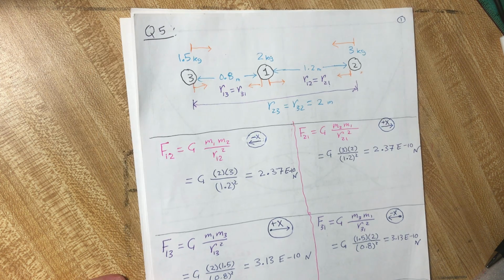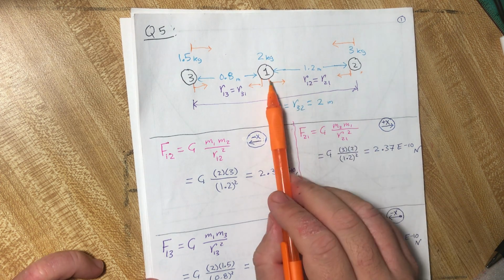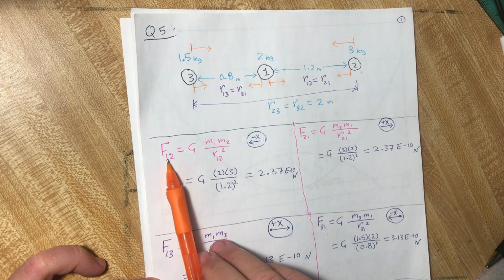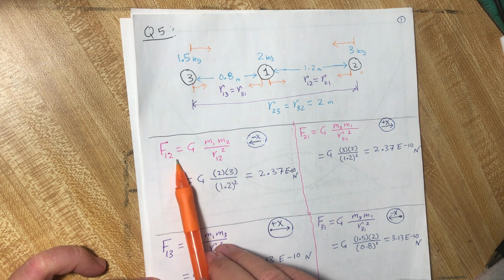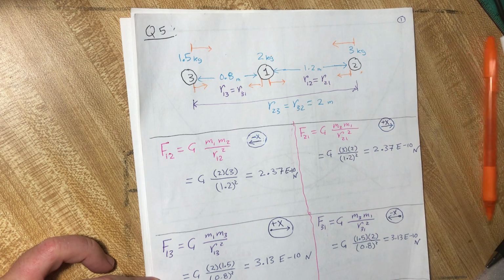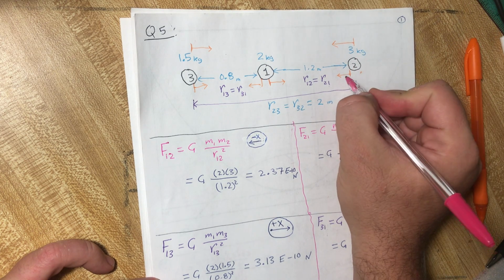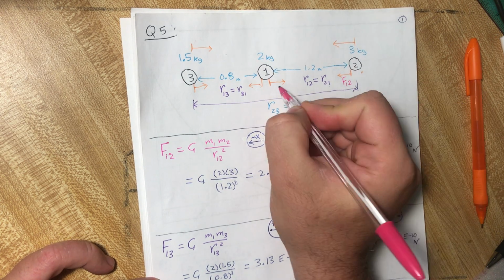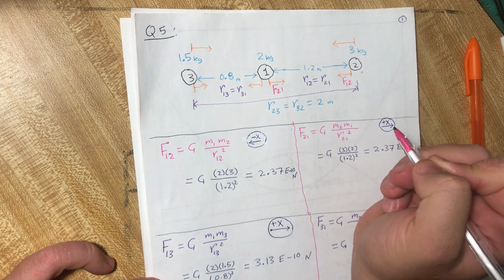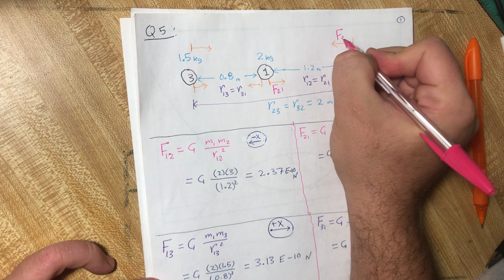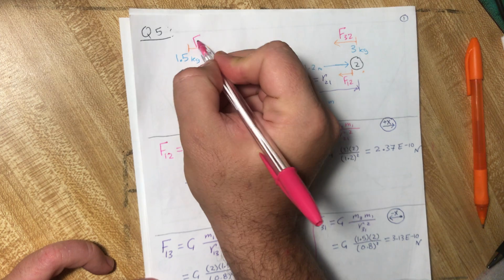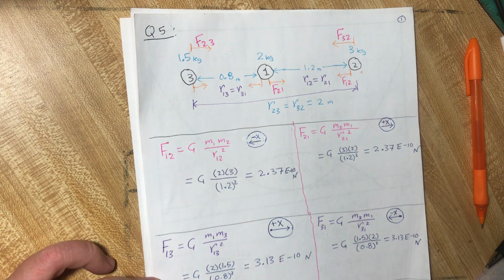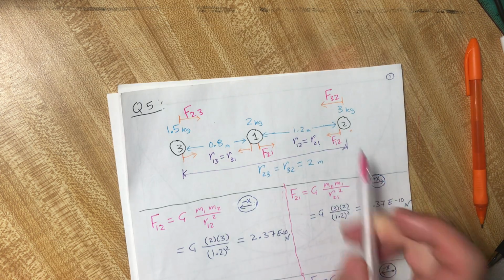Now, as you learned from the lab section, if I need to find the force from 1 on 2, it is F from 1 on 2, F1,2. This is F1,2. This is F2,1. This is F from 3 on 2. This is F from 2 on 3. It is just a name, okay?